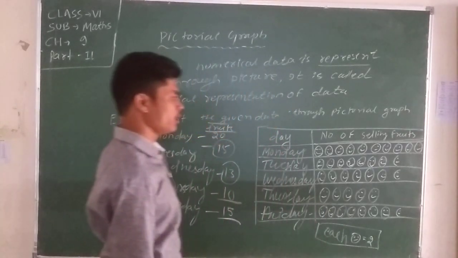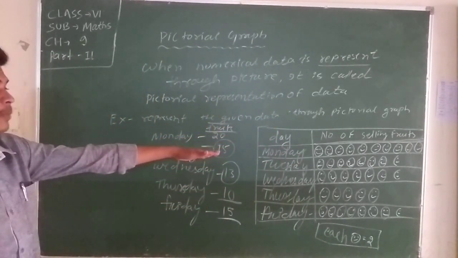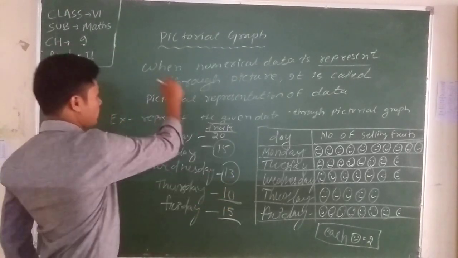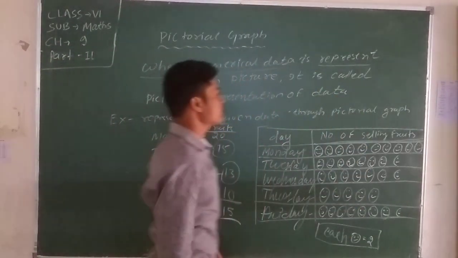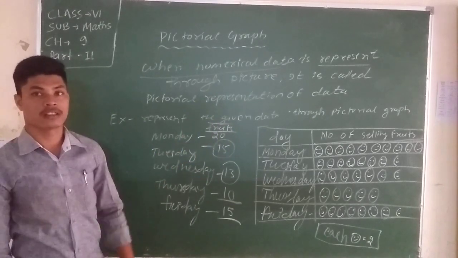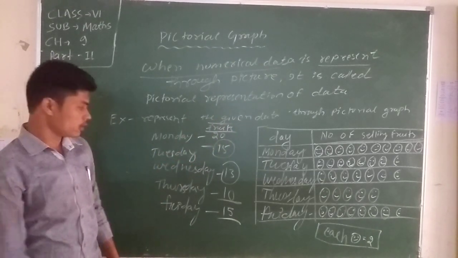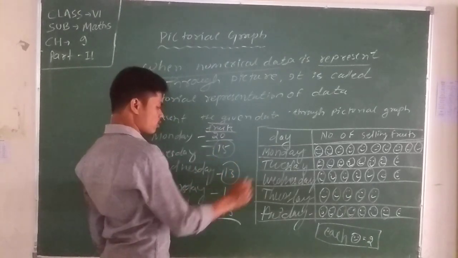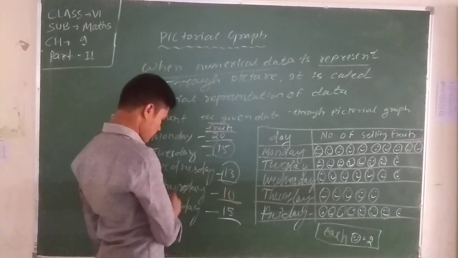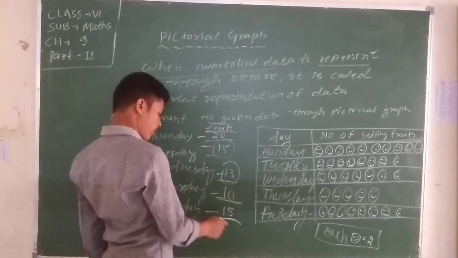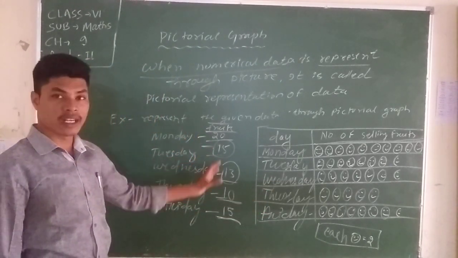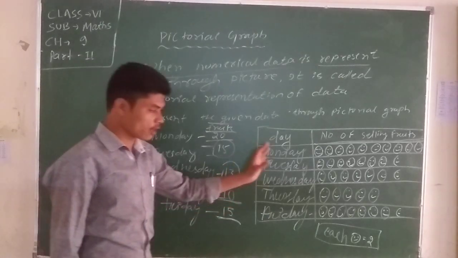Here it is a pictograph. So it is a pictograph. What is the pictograph? The numerical data is represented through pictures. Then here what we do? These are the numerical data: Monday 20, Tuesday 15, Wednesday 13, Thursday 10, and Friday 15. Then we represent the numerical data using pictures instead.